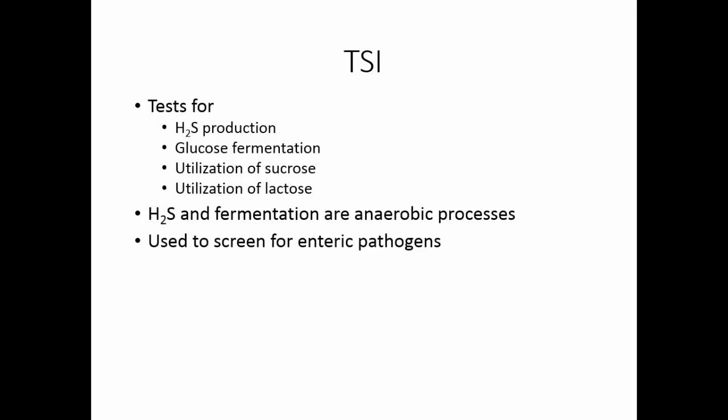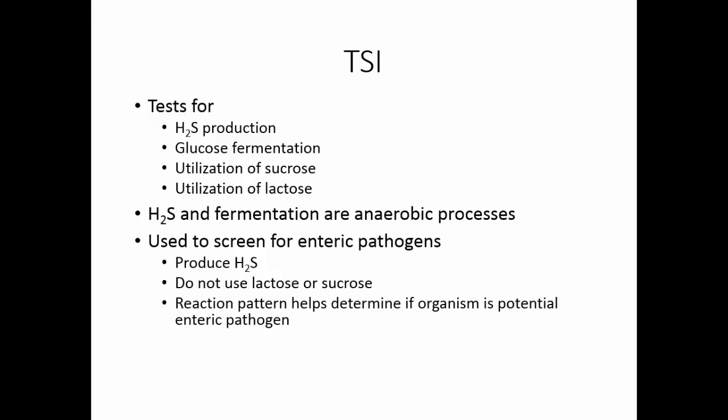TSI is used to screen for enteric pathogens. Enteric pathogens tend to produce hydrogen sulfide and not use lactose or sucrose, so they give a reaction pattern on TSI that helps determine if the organism is a potential pathogen or not. Most of the enteric flora come from the family Enterobacteriaceae.